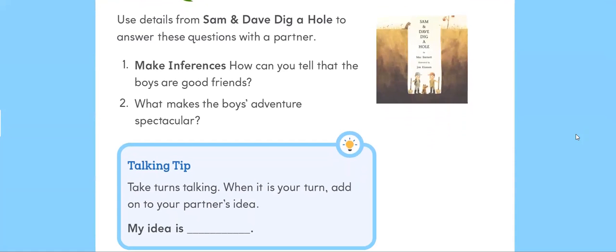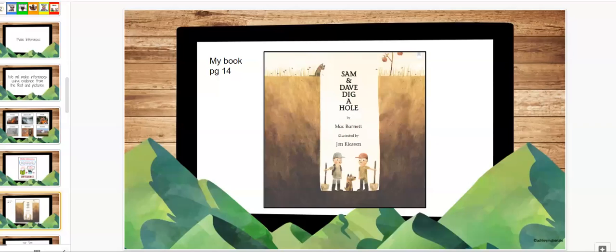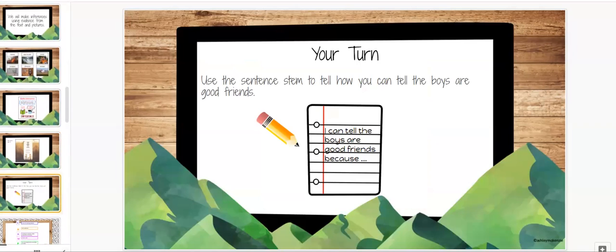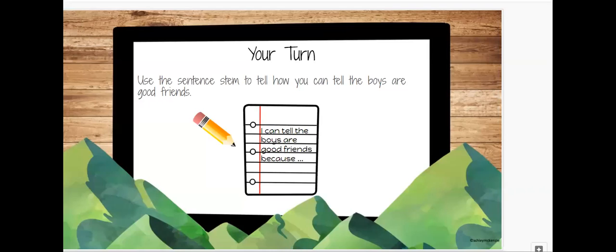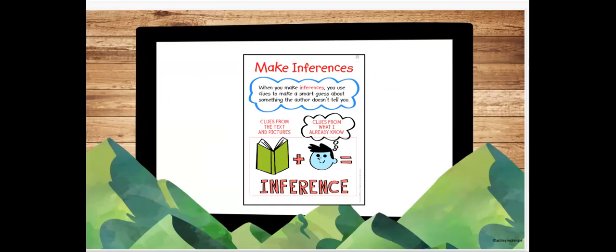So let's make an inference of today's read aloud. How can you tell the boys are good friends? Using a sentence stem: I can tell the boys are good friends because... So remember, we are making an inference. We heard this story read by Miss Lane. We're using clues from the book to help us make this inference.